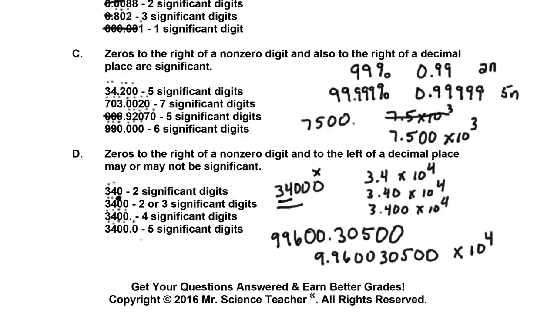Now, if I had something like 99,600, if I just had this, then you would just say 9.96 times 10 to the fourth, right? 1, 2, 3, 4. Because we don't know that these zeros are significant. There's no decimal point here. This 0 may or may not be, but we don't know. So we make sure that we would just say 9.96.